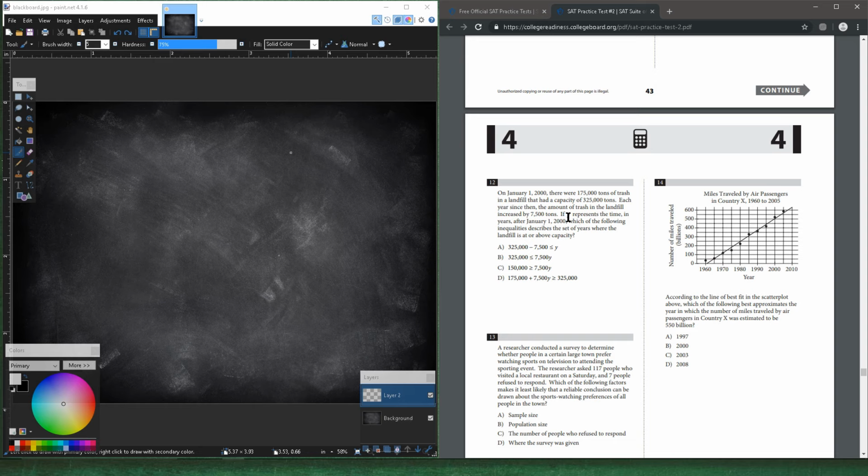Since this is increasing by 7,500 per year, this has to be some kind of rate. So it would be 7,500 times some kind of variable, and the variable is y. So you have to put those together. So A is not correct, so it only leaves B, C, and D.